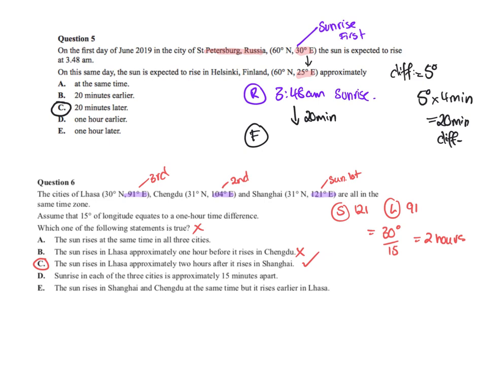And when I come back, when I'm checking, I'm going to move on in my exam. I'm not going to waste time, but I'm going to come back and check these ones to make sure they're wrong. So let's have a look. Sunrise in each of the 3 cities is approximately 15 minutes apart. Well, we already worked out that's not true because it was 2 hours between them. So they're not 15 minutes apart. So that one's still wrong. And the sun rises in Shanghai and Chengdu at the same time, but earlier in Lhasa. We know that they're not rising at the same time. They've all got different longitudes. They'd have different sunrises. So that one's out. So we know we're correct.